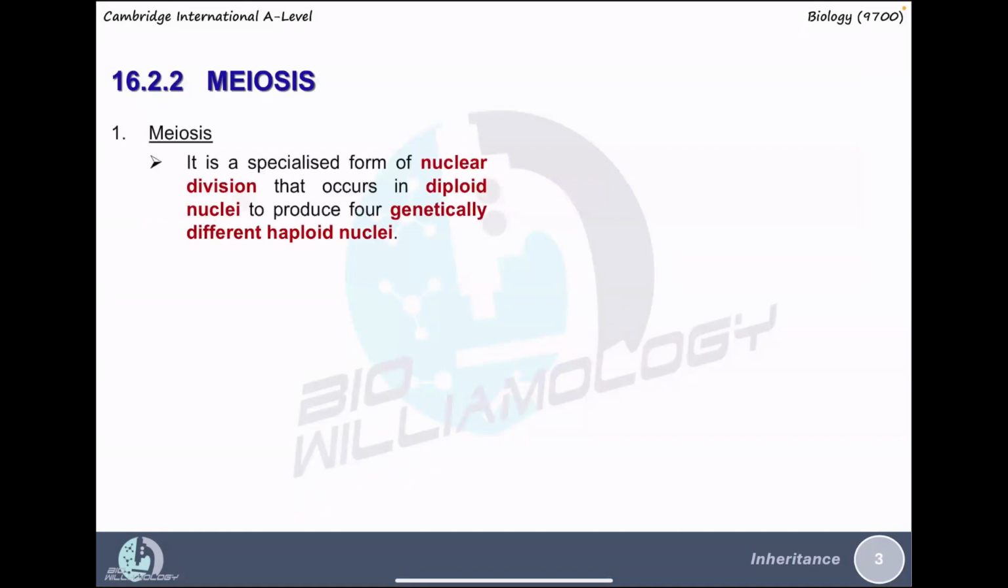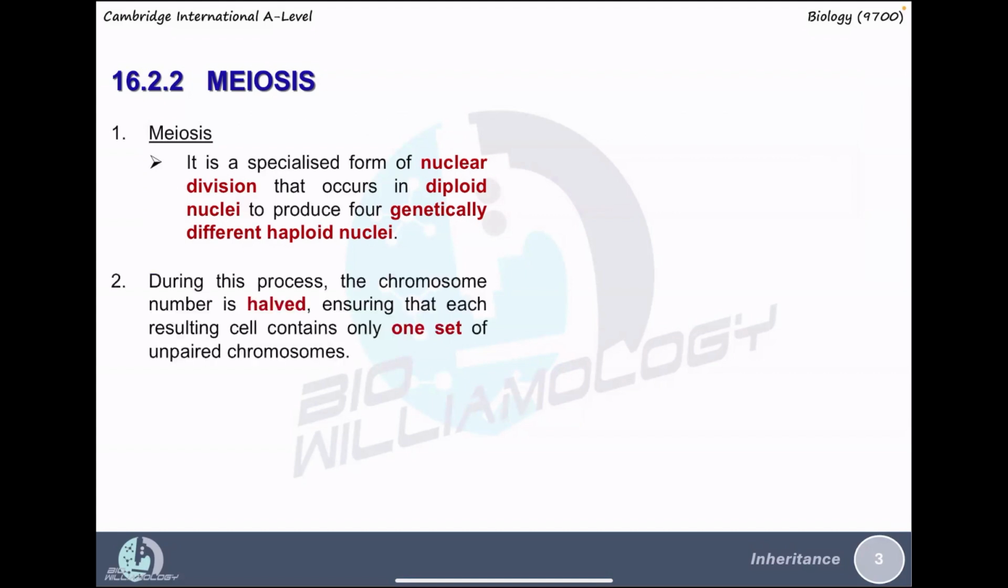Meiosis is a specialized form of nuclear division that occurs in diploid nuclei to produce 4 genetically different haploid nuclei. During this process, the chromosome number is halved, ensuring that each cell contains only one set of unpaired chromosomes.